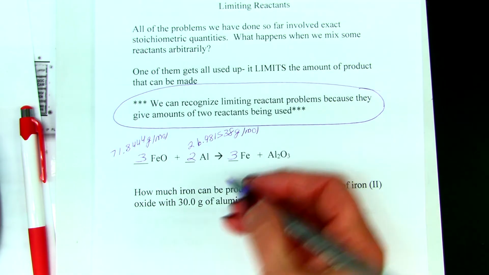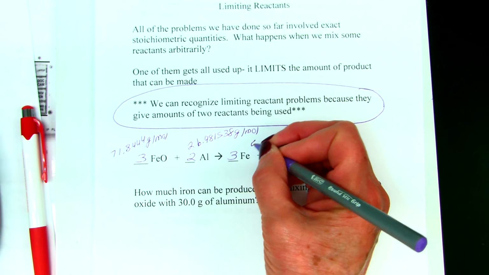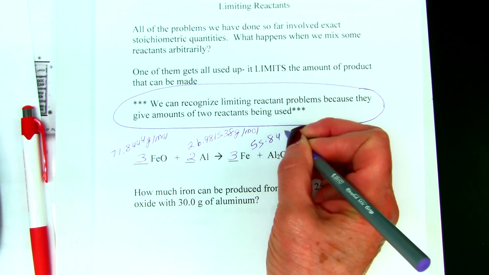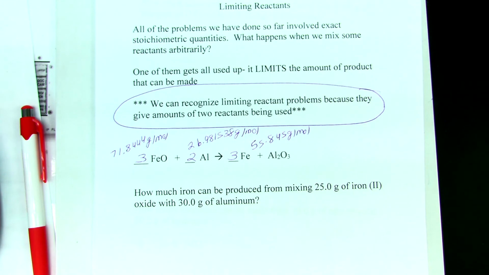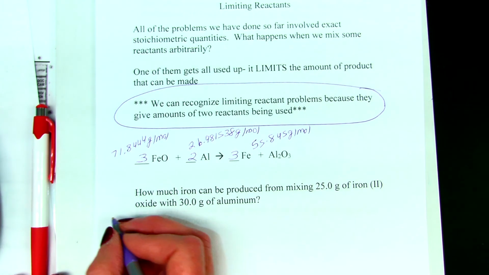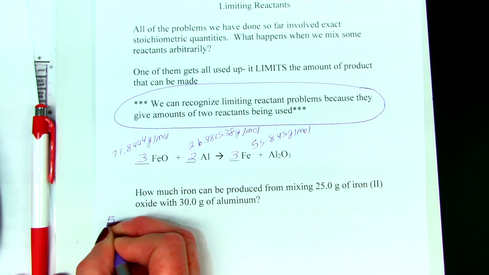And we need iron. How much iron? 55.845 grams per mole. Now we have to do 2 calculations. We figure out how much iron can I make from the iron oxide and how much iron can I make from the aluminum. Then we pick the smaller number. So we want to know how many grams of iron, so we start with grams of iron.